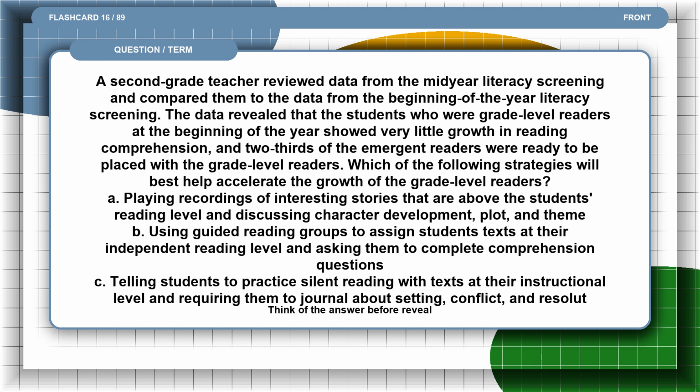A. Playing recordings of interesting stories that are above the student's reading level and discussing character development, plot, and theme. B. Using guided reading groups to assign students texts at their independent reading level and asking them to complete comprehension questions. C. Telling students to practice silent reading with texts at their instructional level and requiring them to journal about setting, conflict, and resolution. Pause and think of the answer before the reveal.